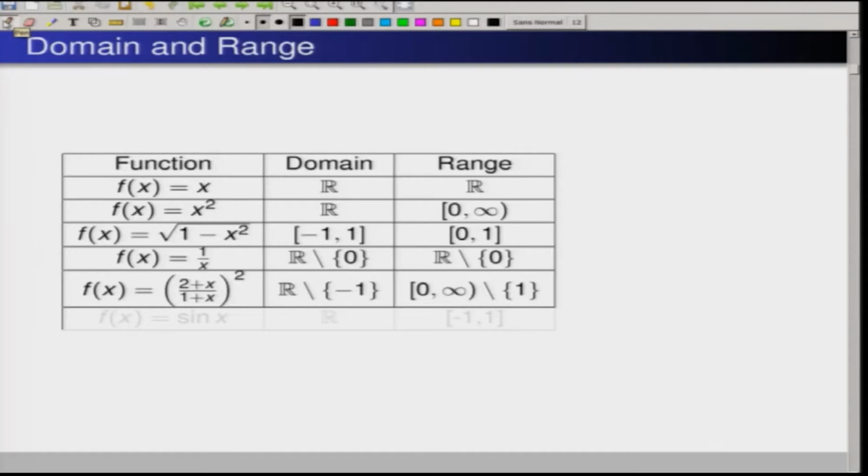And what will be the range? Of course, there is a square here, therefore the range will be a subset of non-negative reals. And is there some real number which cannot be attained by this function? Of course, 1 cannot be attained. In that case, (2 plus x) by (1 plus x) is going to be either plus or minus 1, which is not possible.